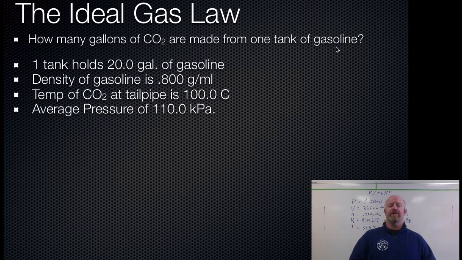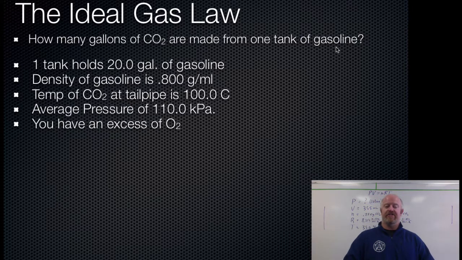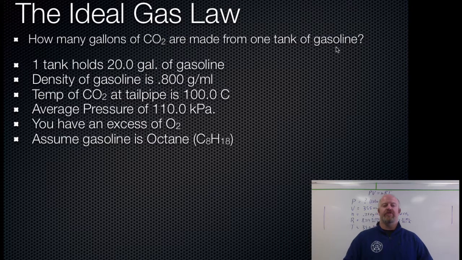Average pressure is going to be above atmospheric pressure because it's a pressurized system, so about 110 kilopascals coming out. You have an excess of oxygen. This is a combustion reaction, and yes, you will have to solve for a combustion reaction to make this work. We're going to assume gasoline is octane. This is similar to number 74 in the book assignment we had a couple weeks ago, one of your favorite book assignments of all time. So go back to that idea that you're going to have to do some stoichiometry and the ideal gas law to make this happen.